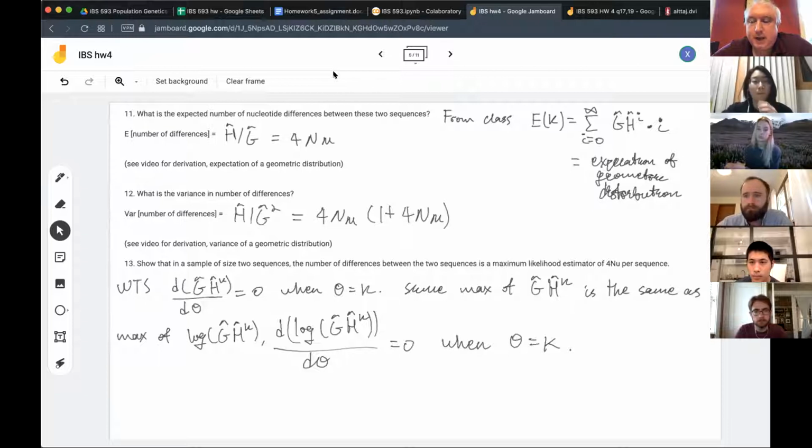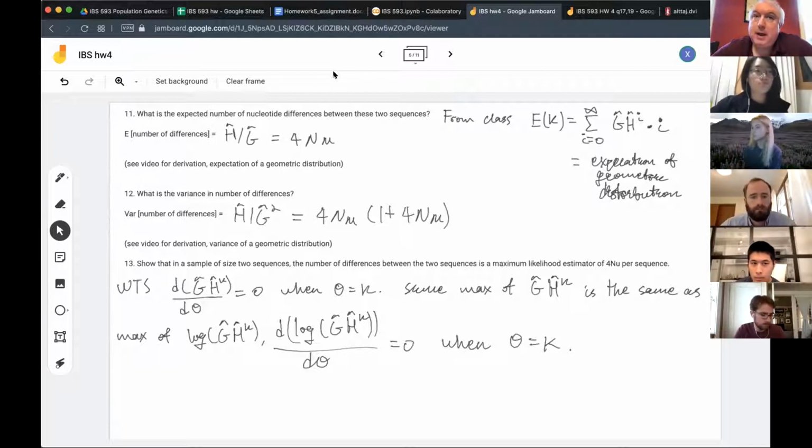You should keep that in your head forever. If you look at two sequences, how many differences do you expect? Theta. What's the variance? Theta squared. In fact, theta squared plus theta. So the variance is considerably bigger than the mean. In fact, it's bigger than the mean squared.